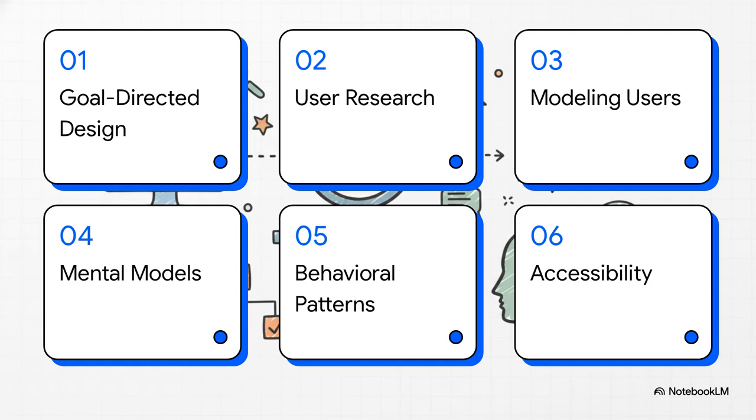We've got a seriously packed syllabus today. We'll be running through the core goal-directed design process, unpacking user research methods, modeling personas, and tackling mental models. Then we'll wrap up with behavioral patterns and, crucially, accessibility. Let's just jump right in.